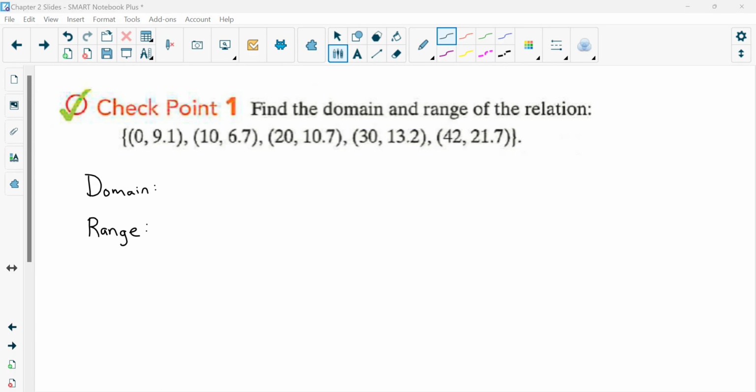So again, knowing that our domain is the x values, all we have to do is write out the x values for each of these ordered pairs. And I'm going to put them in the solution set brackets. We want to try and go from smallest to largest. So our smallest x is 0, and then 10, 20, 30, and 42.